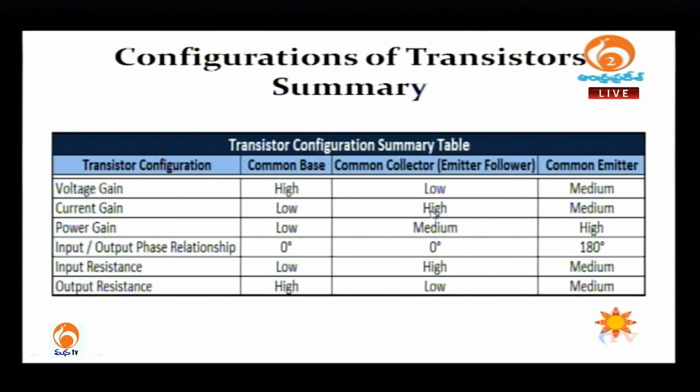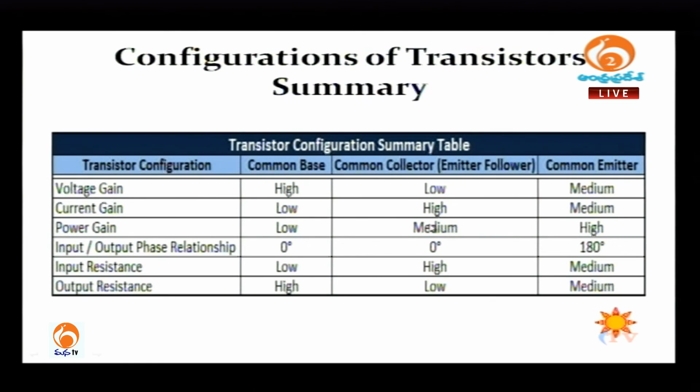Emitter current is even more than collector current. So, this is actually gamma. Beta is the current gain in the case of common emitter configuration, and gamma is the current gain in the case of common collector configuration. Gamma means IE by IB. It is actually 1 plus beta. Now, in the case of power gain it is medium.